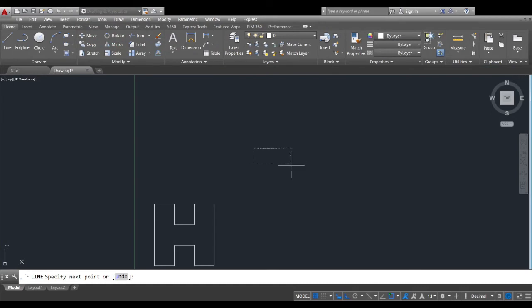So, hashtag, don't forget the hashtag, comma 15. Okay.